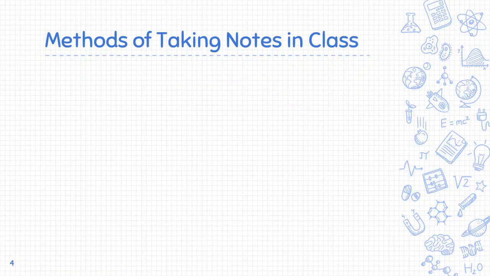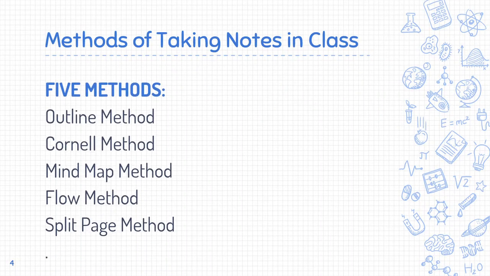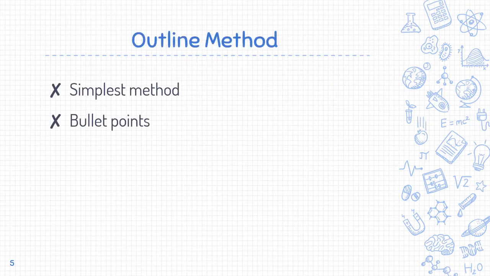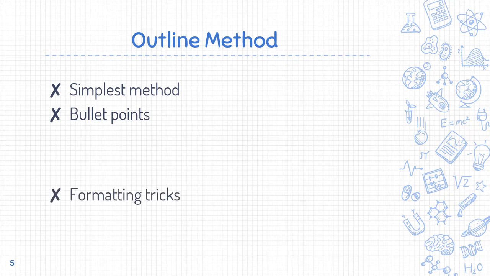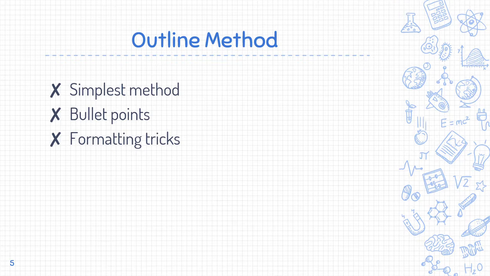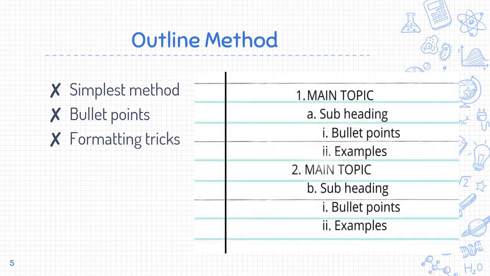Methods of taking notes in class. In this video we are actually looking at 5 methods of taking notes in class. First thing is the outline method. It is the simplest method available. You write stuff in bullet points, and you also use formatting tricks in order to show the importance of the stuff. Here is a format of the outline method.